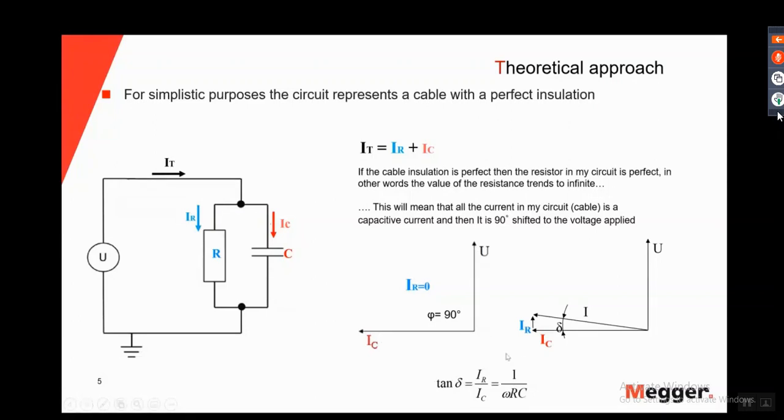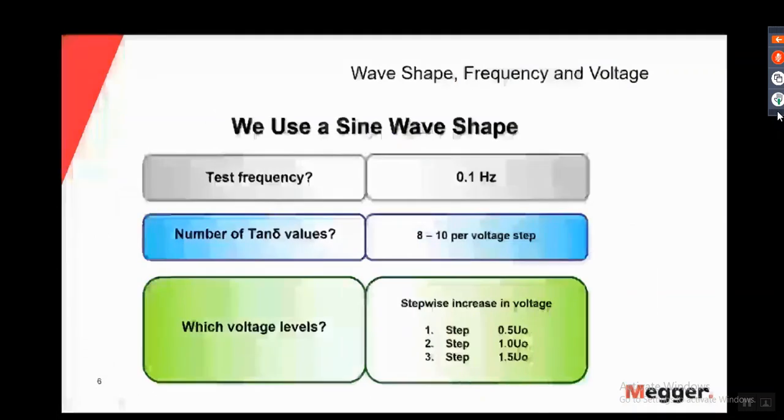Tan delta, represented here in this slide. I'm going over to the next slide. Wave shape and frequency: we use a sine wave shape. Test frequency is 0.1 hertz. Number of tan delta values, 8 to 10 per voltage step. Which voltage levels? A stepwise increase in voltage. If you look here on the bottom right, step 1 is at half U0, step 2 is at operating, and step 3 is at 1.5 U0.